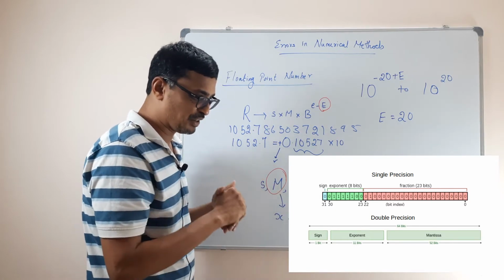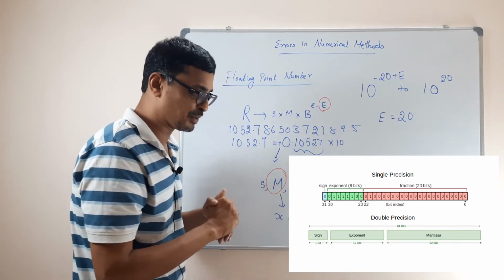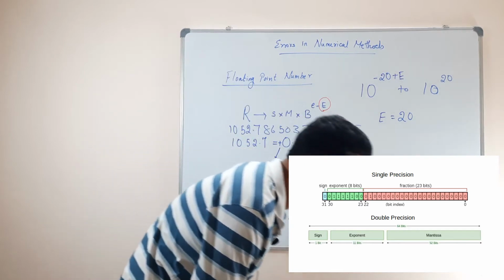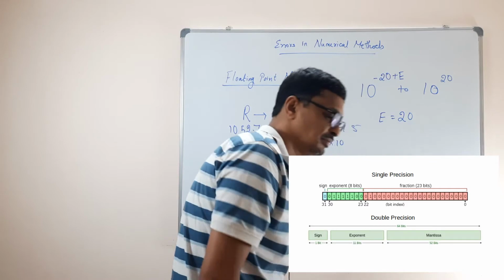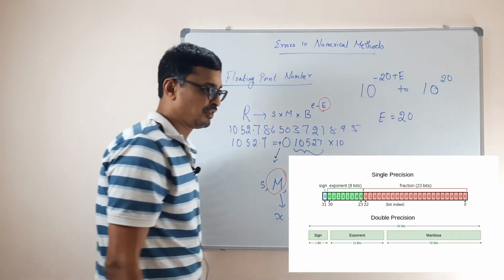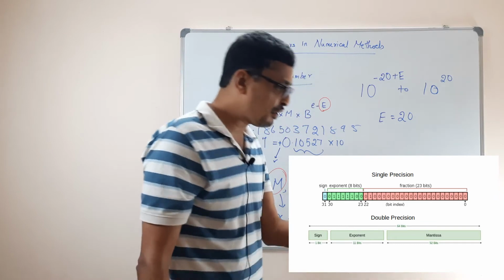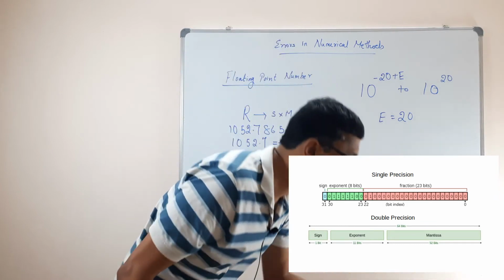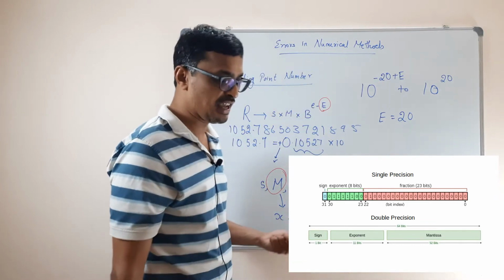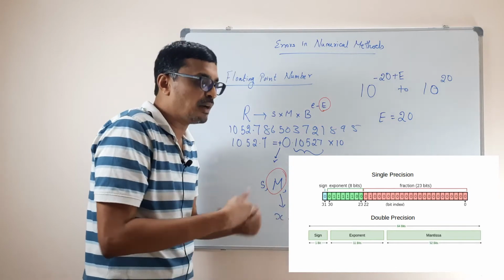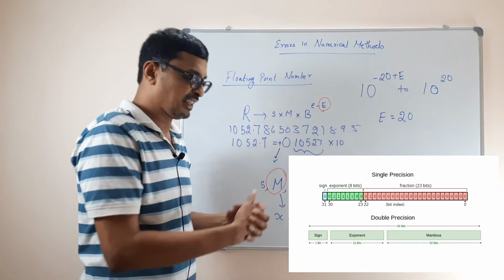Now coming down to the next line, that is your double precision. How many bits do you have in total? Tell me. 64 bits. Of course, the sign will take only 1 bit. Now you add 11 bits for the exponent and 52 bits for the mantissa. So you can see that double precision can handle much larger numbers than single precision.